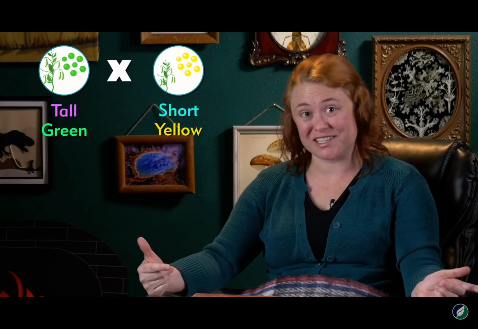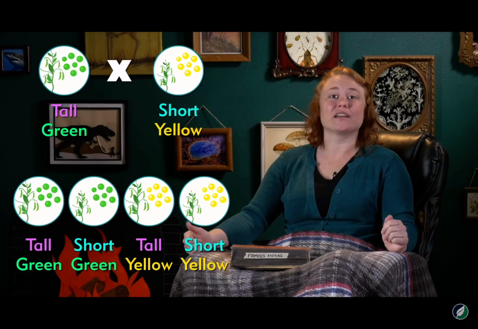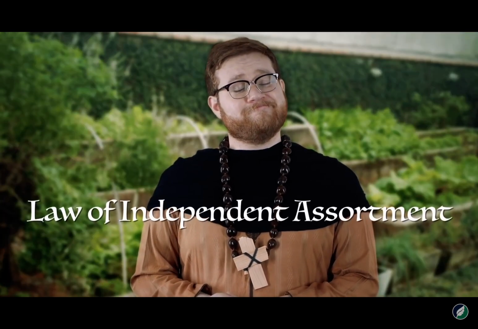He also noticed that when parents with differences in 2 traits were crossed, the offspring would have all possible physical combinations. For example, if one parent was tall with green seeds and the other parent was short with yellow seeds, the offspring were all 4 physical combinations. Since the offspring had combinations that were different from the parents, Mendel concluded that these traits were inherited independently of one another. Basically, he figured, there's no relationship between height and seed color. This observation was a big deal and is still taught and referred to as the law of independent assortment.